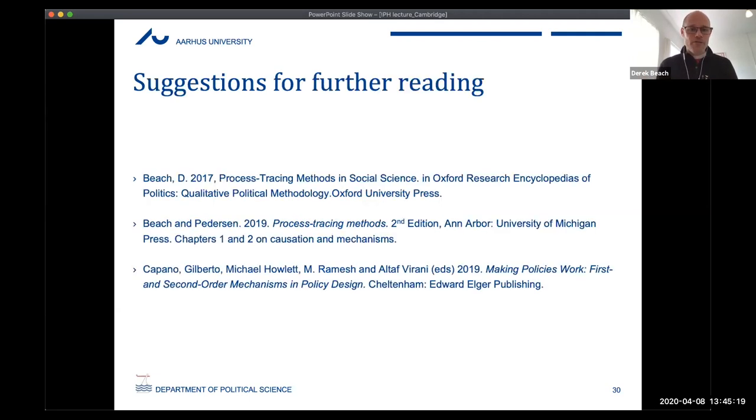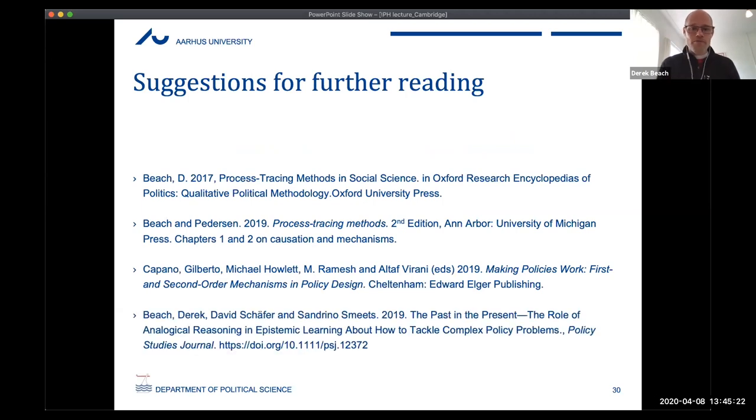Okay, and here are just some suggestions for further reading. There's a couple of things that I've worked on, an example of process tracing in policy studies. And then there's an edited volume that's come out recently talking about making policies work and understanding mechanisms and what you get out of that. Trying to unpack how things like the advocacy coalition framework, how do those advocacy coalitions actually work in given cases? And this is a book that works through different theoretical paradigms within the study of policy, and really is pleading for more analysis that is basically doing process tracing.